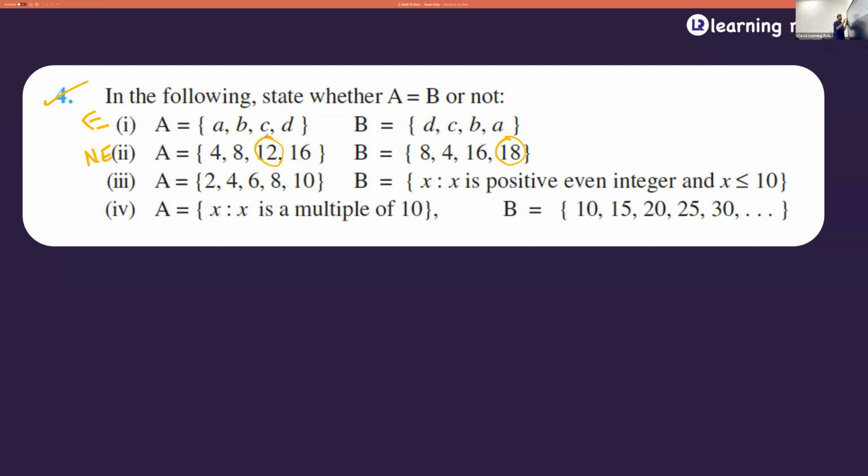A is equal to {2, 4, 6, 8, 10}. B is equal to {x such that x is a positive even number and less than or equal to 10}. So 2, 4, 6, 8, 10: equal. A is equal to {10, 15, 25...} and B is {x such that x is a multiple of 10}. Because 15, 25 are not multiples of 10, yes, they are not equal.